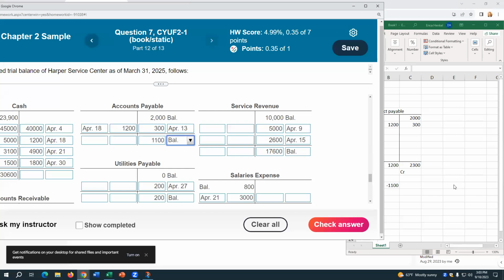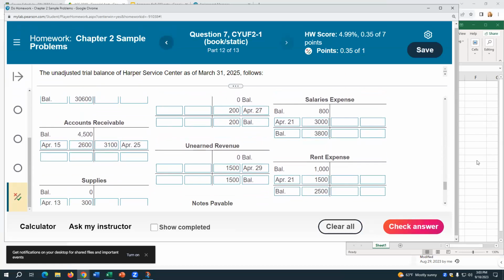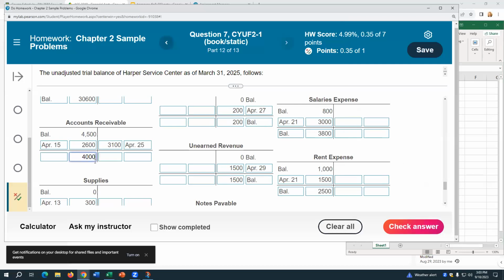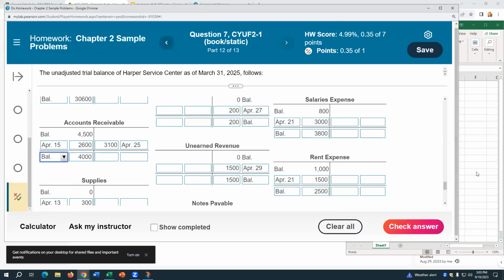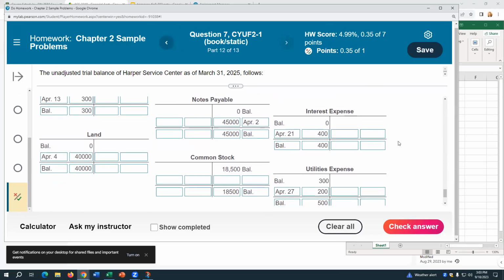Okay, so then I think receivables also had some stuff. Yeah, so that was my payable. So let's go ahead and do the receivables now. So 4,500 and 2,600 on the debit side, and then 3,100 on the credit side. So that gives me an ending balance of 4,000 debit balance. Okay, and I think I've got balances for everything in here now.